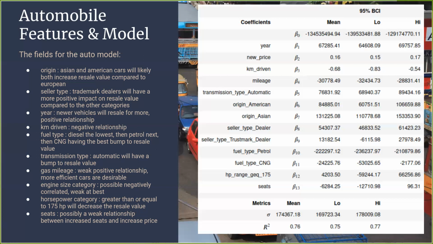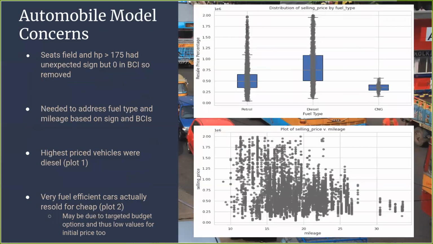With our initial model, we got a sigma of 174,000 rupees and an R squared of 0.76. But more importantly, we noticed a few of our coefficients were not the sign we expected. Specifically, the fuel types both had different signs, and the seats also had a different sign. Additionally, the horsepower range did include 0 in its confidence interval and also had the opposite sign. And same for seats, it includes 0 in its confidence interval. So we went ahead and removed those 2 fields and looked further at the fuel type and the mileage.